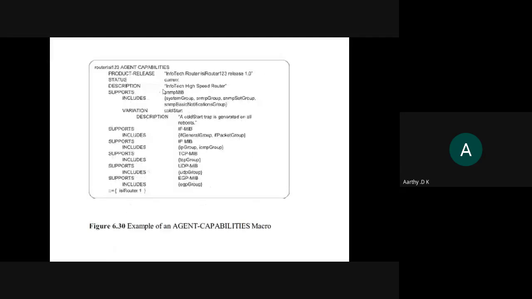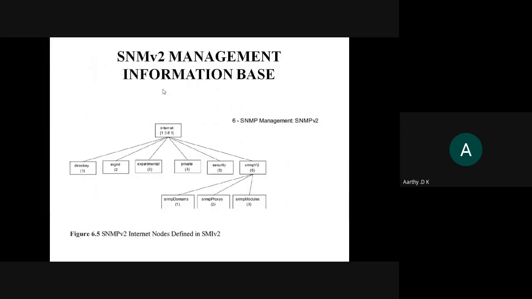To include the module name, you will have to use the keyword supports. To include the different groups, you will have to use the keyword includes. Whenever you specify the name of the module, you use the keyword supports, and includes is used to specify the groups that the module belongs to. Clear? So this is about the compliance statements that we have in SNMP version 2.